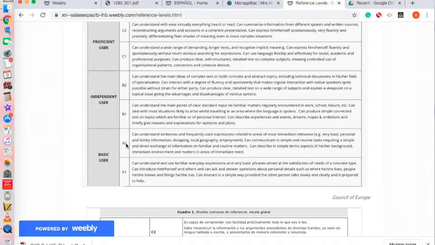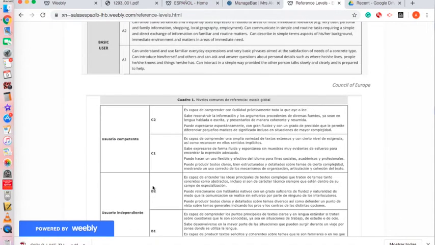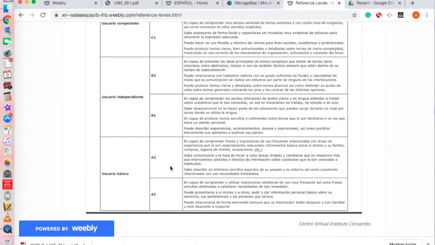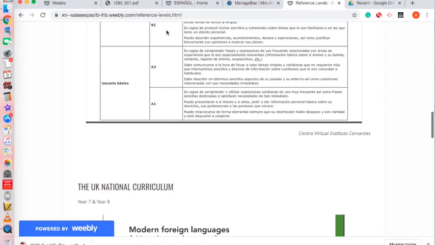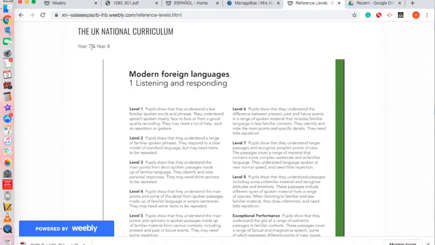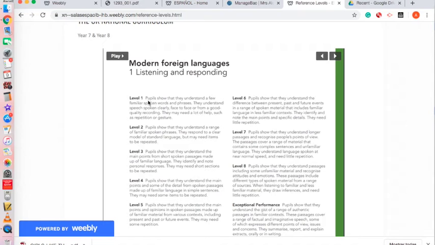When somebody asks me, is Spanish easy? It really depends on your first language. Some students are not used to the phonetics of these Romance languages, so for them it's a little bit more difficult than for students that already speak those languages. This is the way that I differentiate the class. These are the groups. And here for years 7 and 8, you can read the 8 levels for the national curriculum.